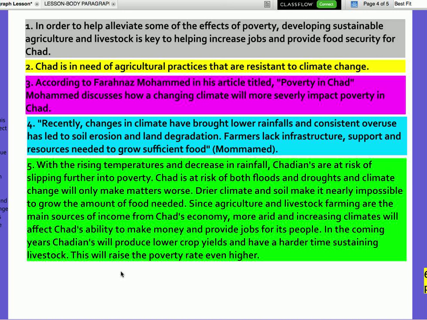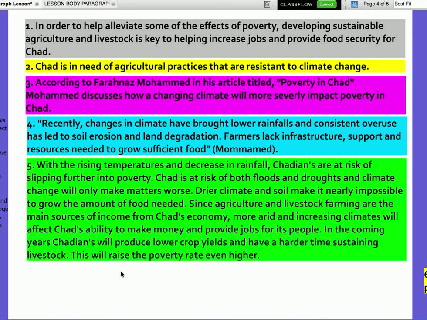Drier climate and soil make it nearly impossible to grow the amount of food needed. So here I'm getting a little bit into the science and how climate change affects food growing. Since agriculture and livestock farming are the main sources of income for Chad's economy, more arid and increasing climates will affect Chad's ability to make money and provide jobs for its people.